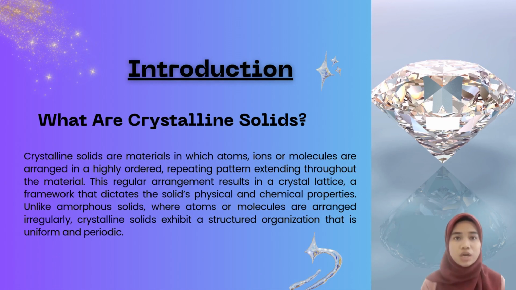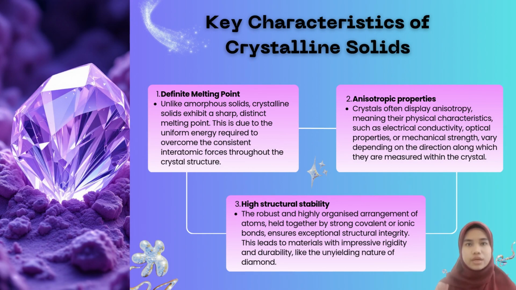Assalamualaikum and hi. Today I want to introduce crystalline solids. What are crystalline solids? Crystalline solids are materials in which atoms, ions or molecules are arranged in a highly ordered, repeating pattern that extends throughout the material. This regular arrangement results in a crystal lattice, a framework that dictates the solid's physical and chemical properties. Unlike amorphous solids, where atoms or molecules are arranged irregularly, crystalline solids exhibit a structural organization that is uniform and periodic. Next, we move to the characteristics of crystalline solids.